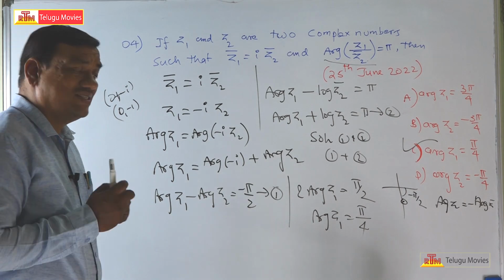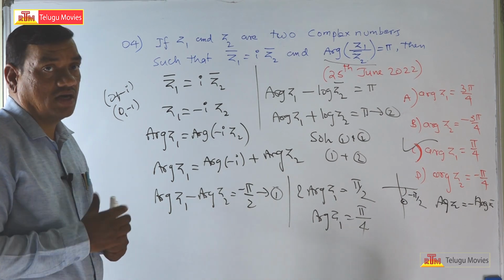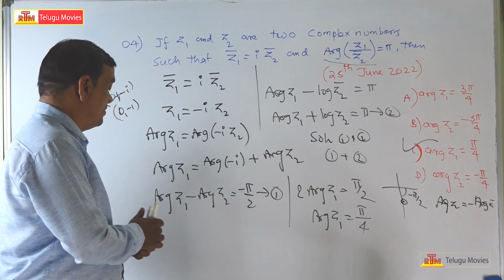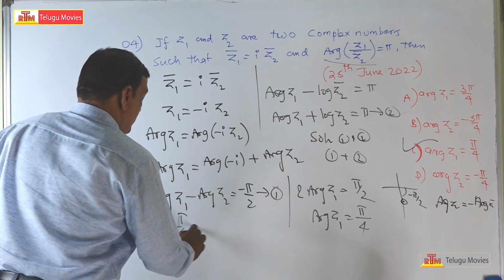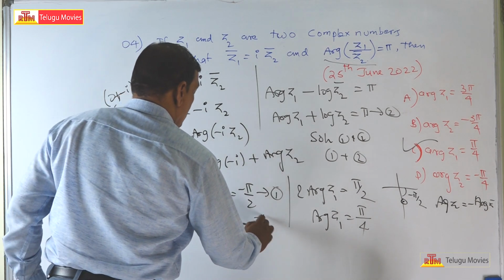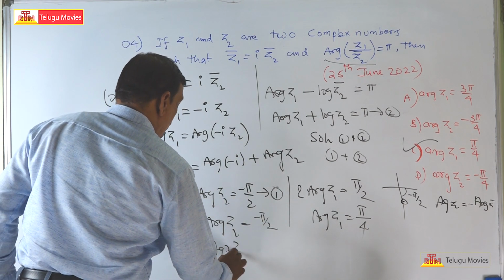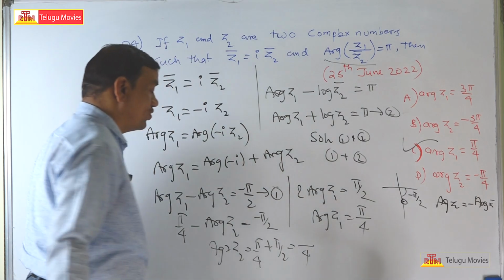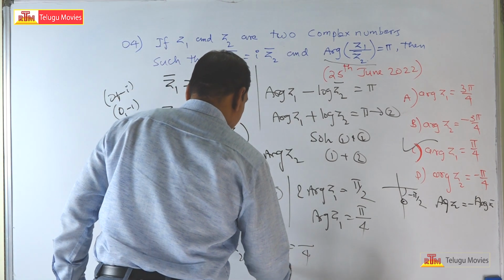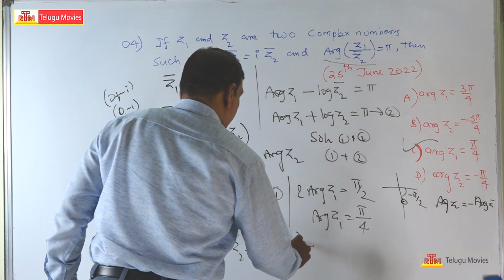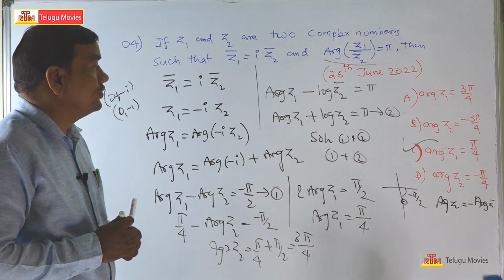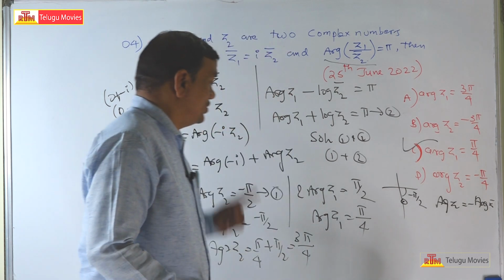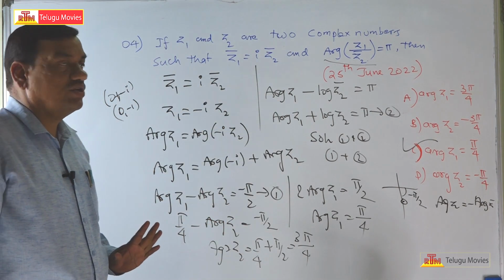Since only a single correct answer is expected, the argument of Z1 is equal to pi by 4 we got. You can also find out argument of Z2. Here pi by 4 minus argument of Z2 is equal to minus pi by 2. Therefore argument of Z2 is equal to pi by 4 plus pi by 2, which is 3 pi by 4, taking LCM 4, 1 plus 2 is 3. So argument of Z2 is equal to 3 pi by 4. So your answer, argument of Z1 is equal to pi by 4, is the easy answer.